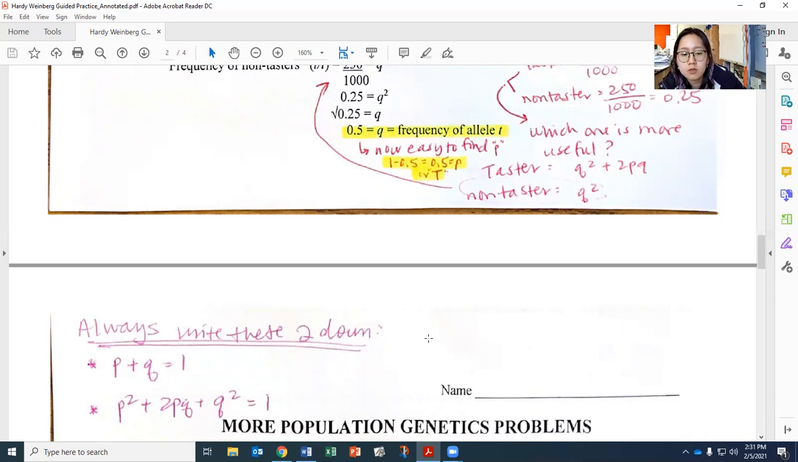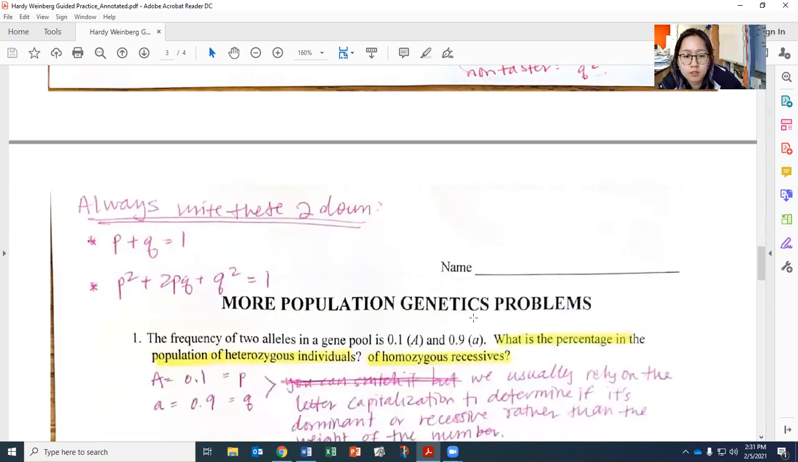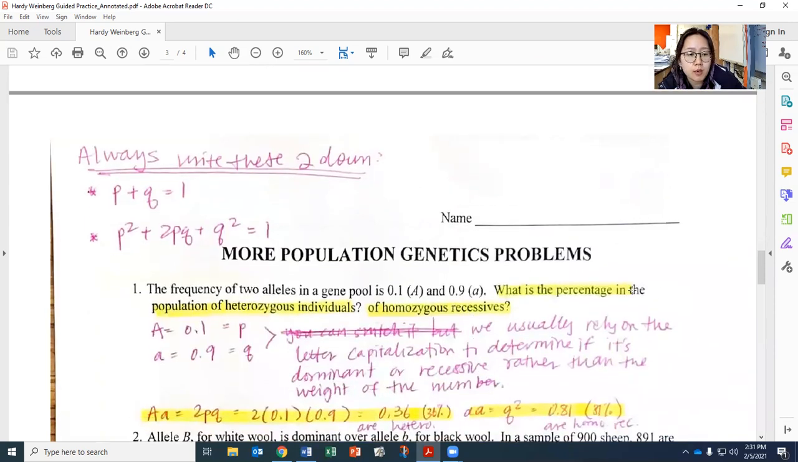All right. So here are the answers that we're going to go over for these. So for number 1, it says the frequency of 2 alleles in a gene pool is 0.1 a, capital A, and 0.9 lowercase a. What is the percentage in the population of heterozygous individuals and of homozygous recessive? So the question is directly asking you for the heterozygous answer and the homozygous recessive answer. And they gave you the initial information of capital A equals 0.1. So we can automatically write that as P, and lowercase a equals 0.9. So we can automatically write that as Q.